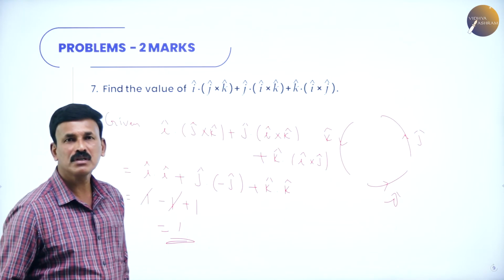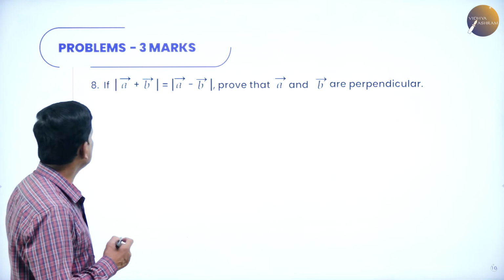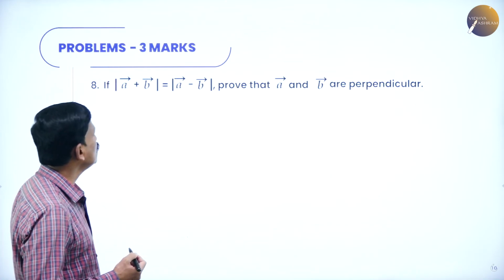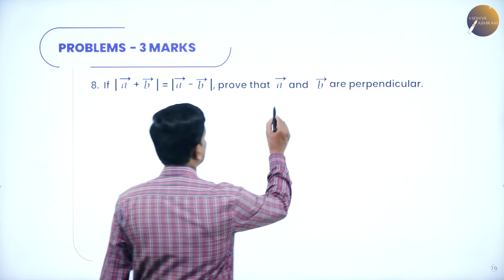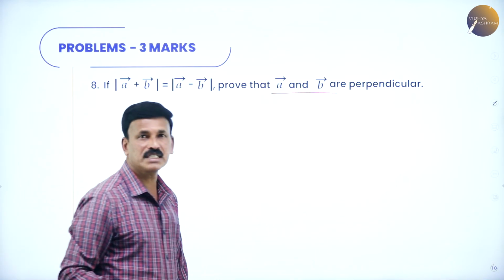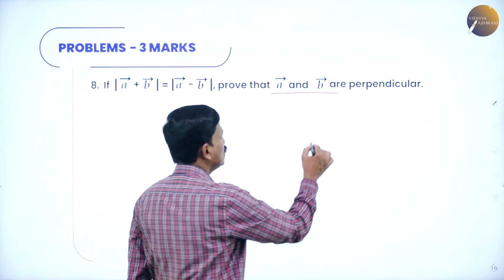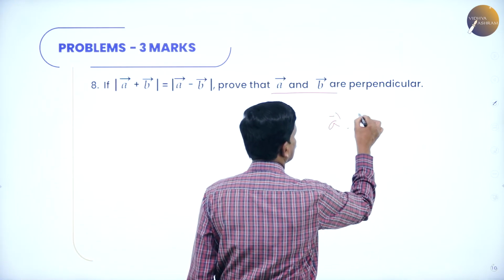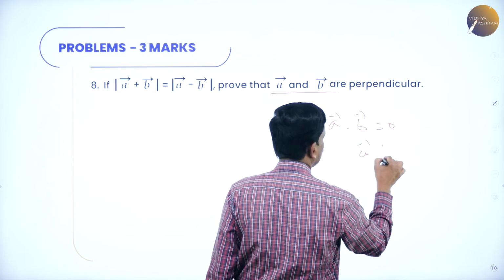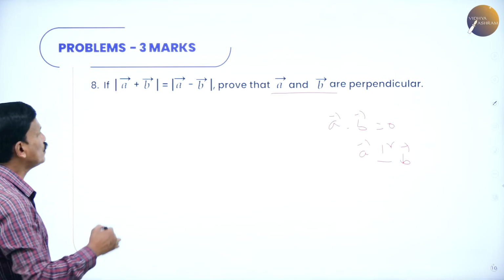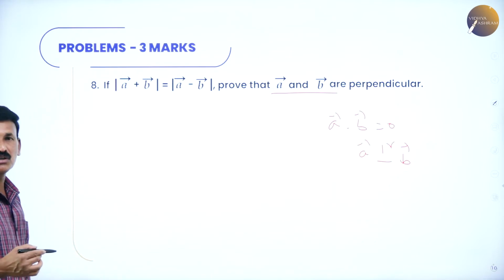The required answer is 1. Now let us come to the next problem. Now what is the problem? If magnitude of a plus b is equal to magnitude of a minus b vector, prove that vectors a and b are perpendicular. What is to prove is vector a and vector b are perpendicular. For any two vectors a and b, they are perpendicular means dot product is equal to 0. So if a dot b is equal to 0 means vector a is perpendicular to vector b. Now what is to prove here is a dot b is equal to 0.